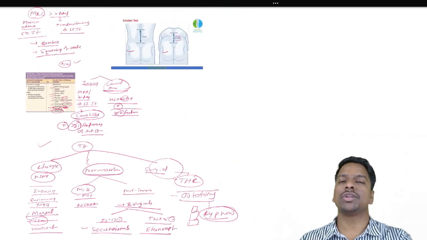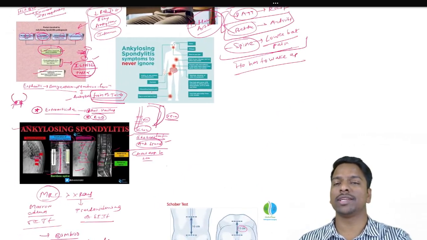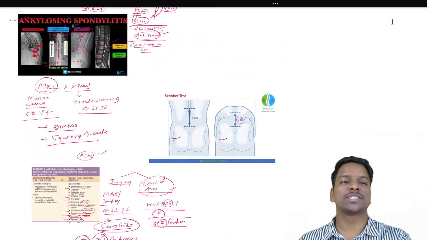So this is in general how ankylosing spondylitis is, and we have thoroughly discussed this within 10 minutes.